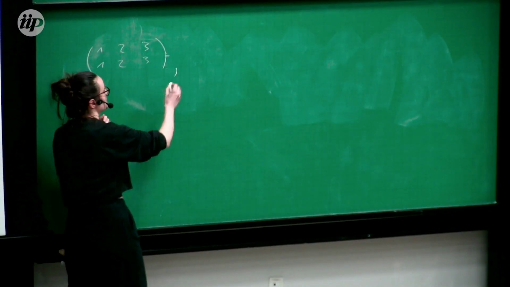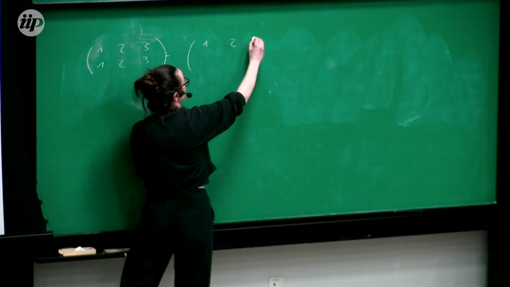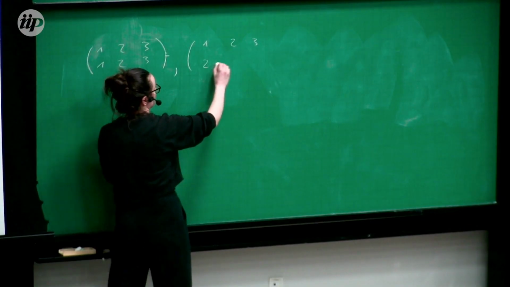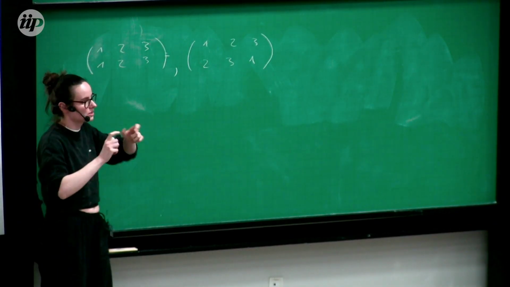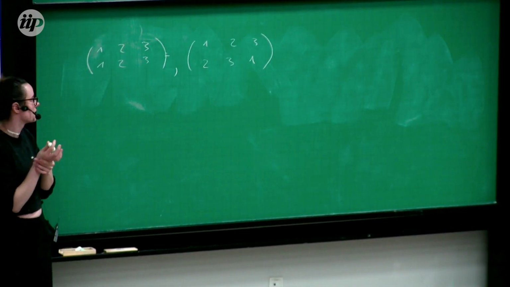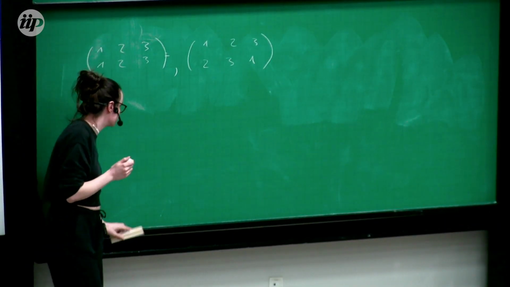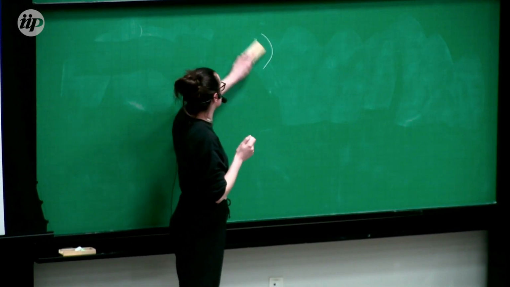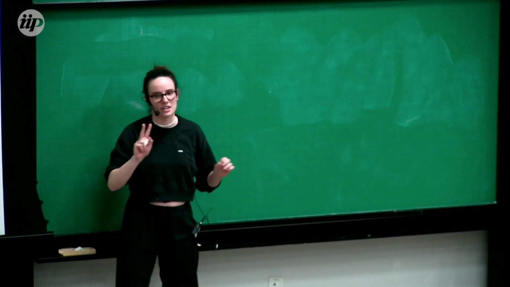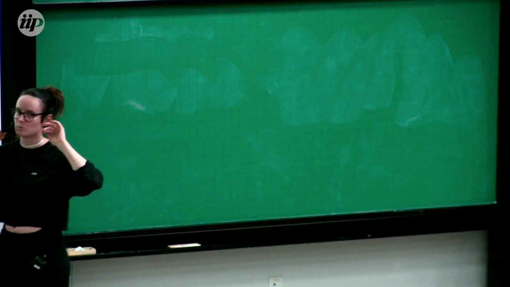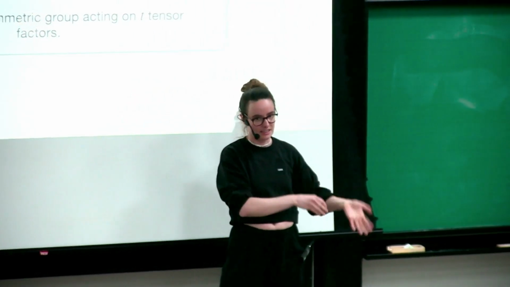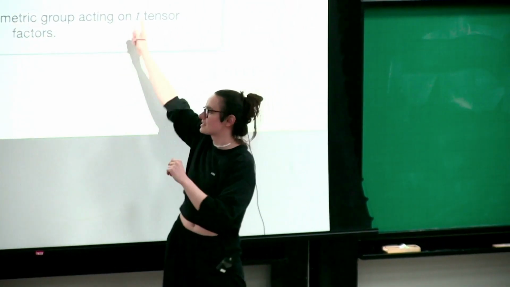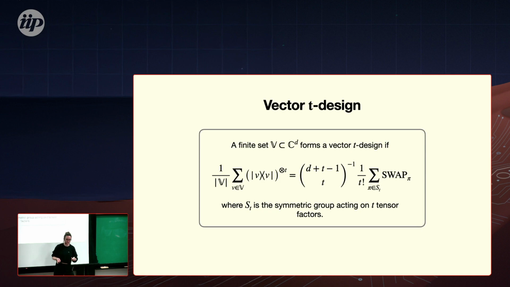Or another permutation would be, I have 1, 2, 3, and then this could be swapped to 3, 2, 1 or something. So it's all this combination of permutations that you can write down here. And in the t equals 2 case, we only have 2 permutations: the identity, so we don't permute anything, or we just swap the 2 subsystems. And this is exactly what we had for the single qubit case, right? Identity plus swap. And this is the reason why we saw that, because it's at least a vector 2 design.